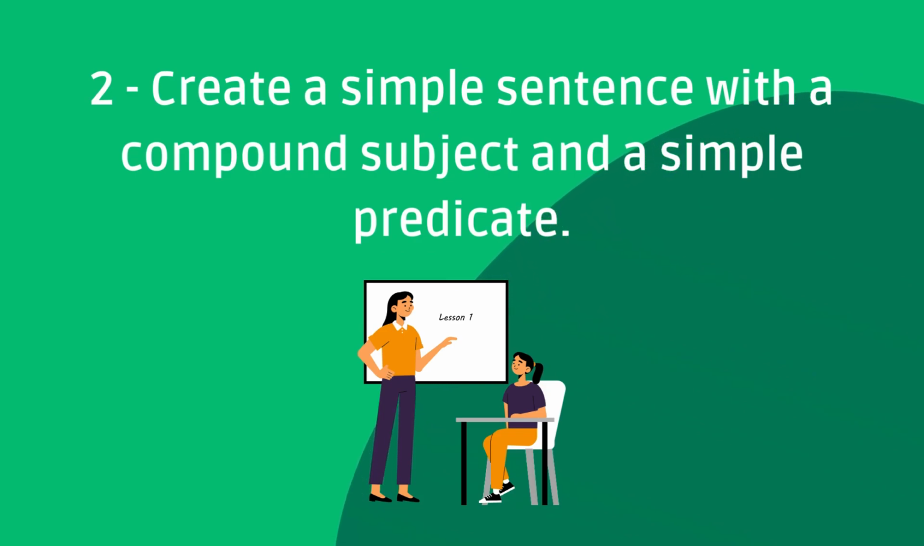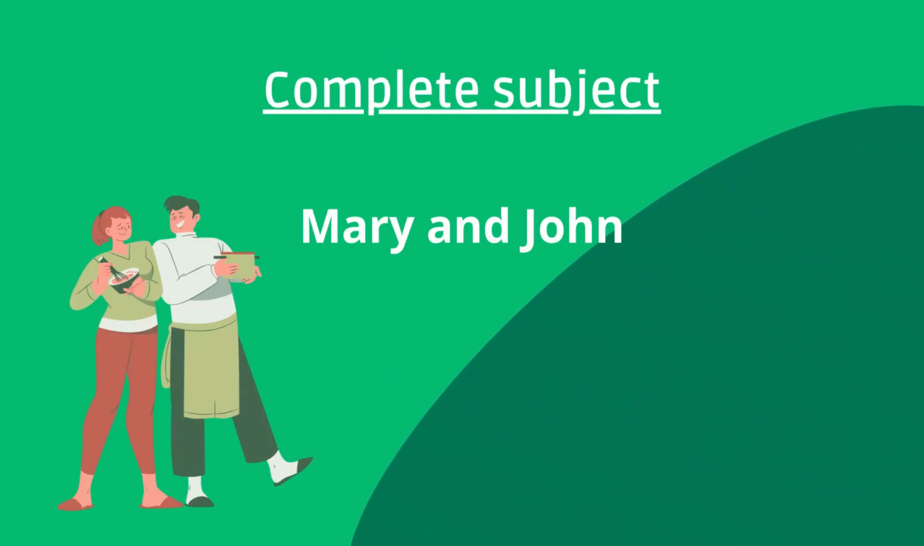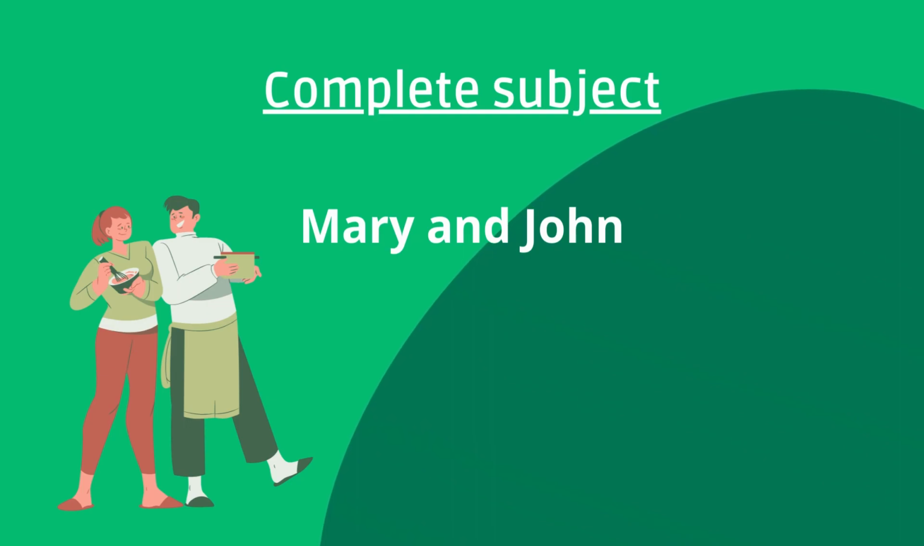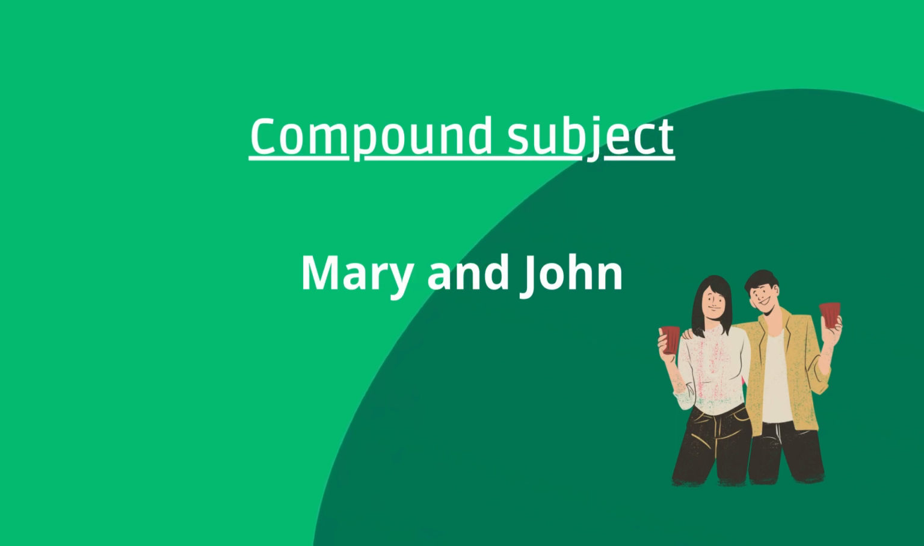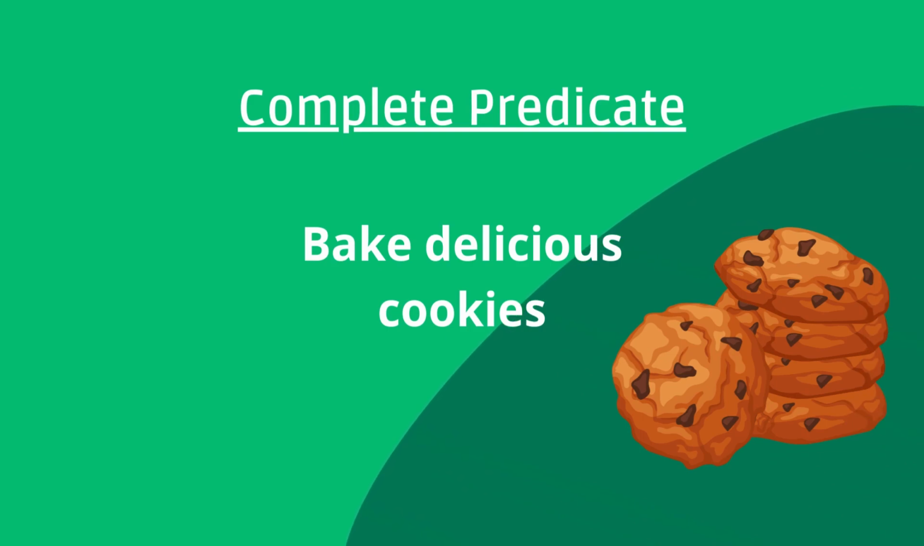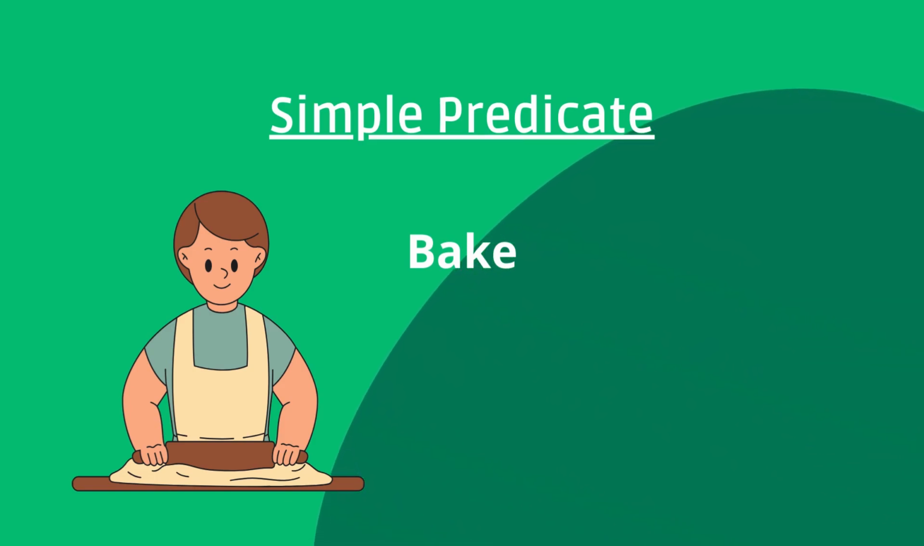Create a simple sentence with a compound subject and a simple predicate. In the complete sentence, we have: Mary and John bake delicious cookies. We have two subjects performing the same verb in the sentence. In the complete subject, we have Mary and John. The compound subject in this sentence is Mary and John because they are performing the action in this sentence. The complete predicate is bake delicious cookies. And the simple predicate is the verb bake.